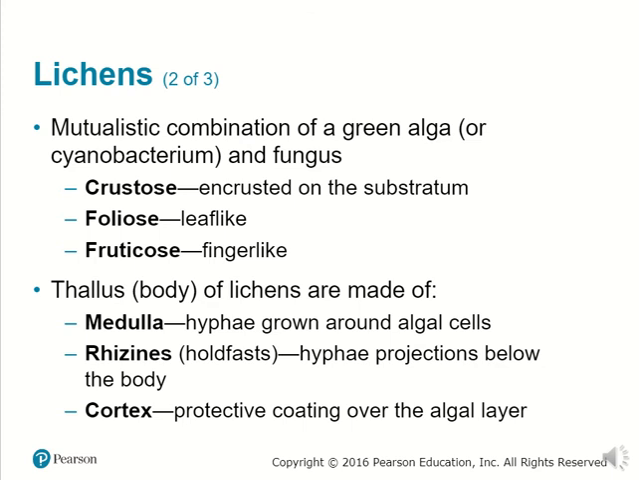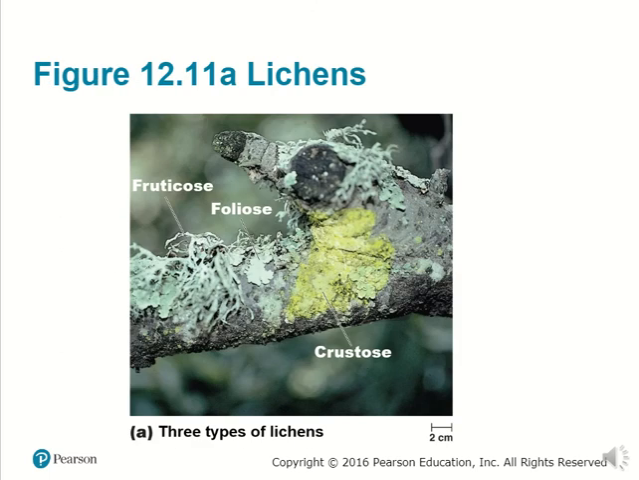In terms of the thallus, or the body of lichens, they are made out of medulla, which are hyphae grown around algal cells, rhizines, or holdfasts, which are hyphae projections below the body, and then there are cortex, which are protective coatings over the algal layer. Lichens are typically found across many plants and rocks in forests, especially around the state.